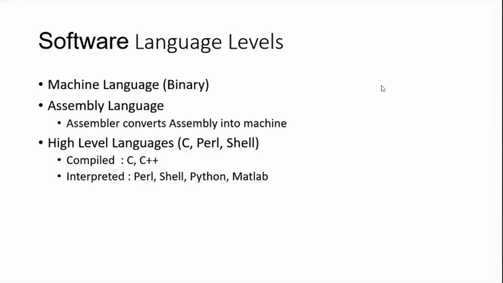In order to convert high level language into machine language, there are two different ways. One is compiling. C and C++ are examples of compiled languages. We will see what a compiler and what an interpreter is. Perl, Shell, Python, MATLAB, etc. are examples of interpreted languages. So compiled languages are there and interpreted languages are there.